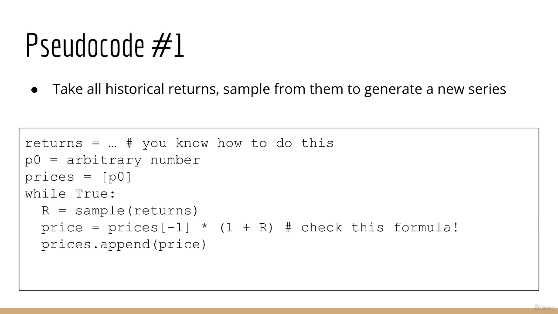Inside the loop, we sample a return from our list of returns. Then, we generate the next day's price by taking the previous price and multiplying it by 1 plus the return that we just sampled. You should be able to confirm, based on our earlier discussions, that this formula is correct. Finally, we save this price to our list of prices. At the end of the loop, our list of prices represents one possible future progression of the stock.